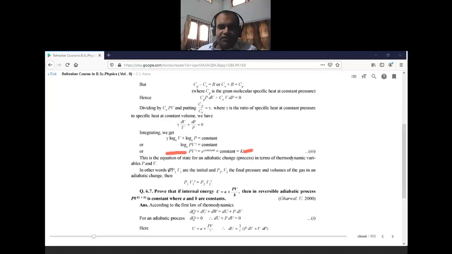That means if P1, V1 are the initial state of a gas, that is, initially a gas has pressure P1 and volume V1, and finally the same gas has pressure P2 and volume V2, then the equation of state can be written as P1 V1 to the power gamma equal to P2 V2 to the power gamma. PV to the power gamma for different states will remain constant, so this is a constant quantity.